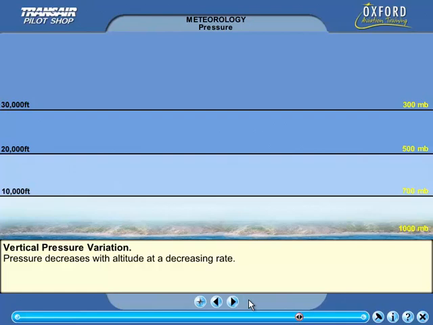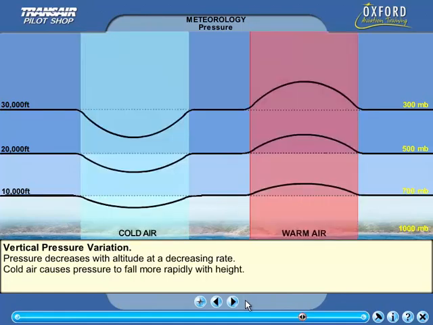However, pressure does not decrease everywhere at the same rate. This is because temperature affects the pressure lapse rate of the atmosphere. Cold air has a tendency to cause pressure to change more rapidly with height. Notice that the pressure lines contract towards the surface. Warm air, on the other hand, has a tendency to cause pressure to change more slowly with height. Notice that the pressure lines expand away from the surface.